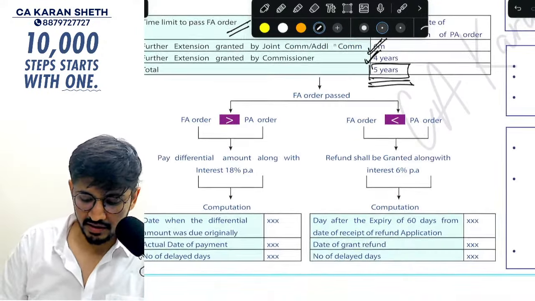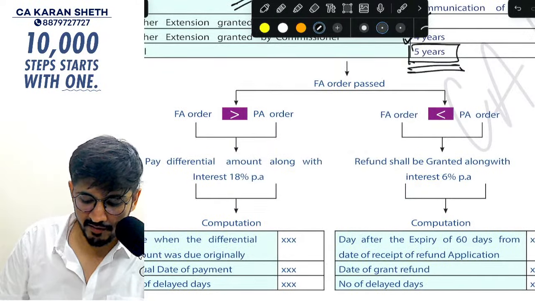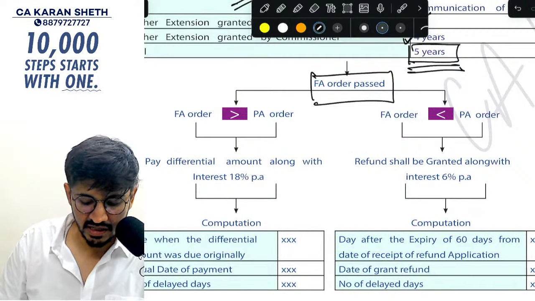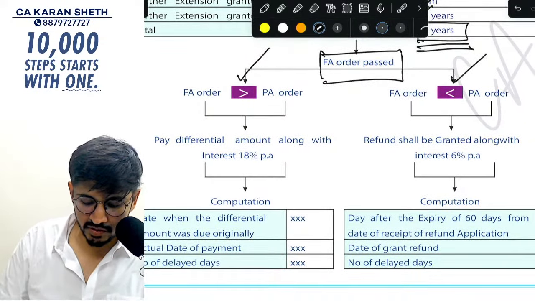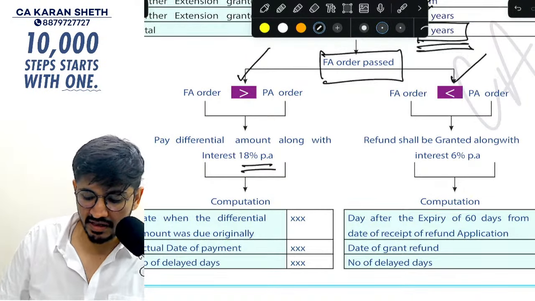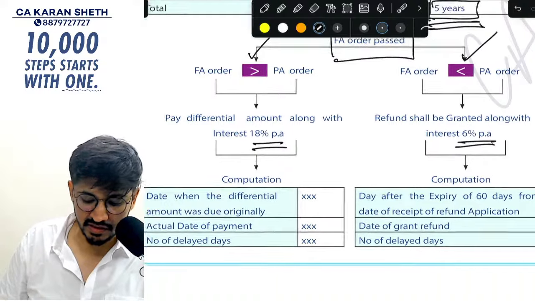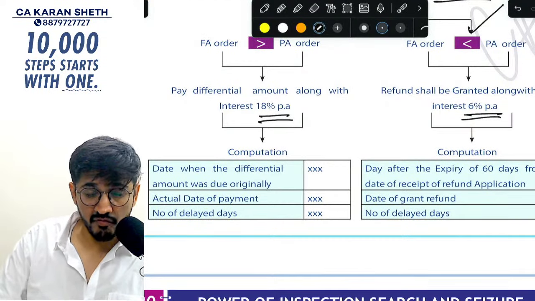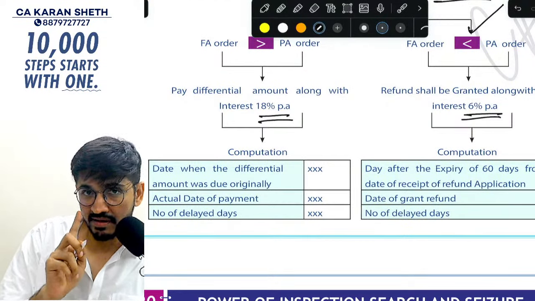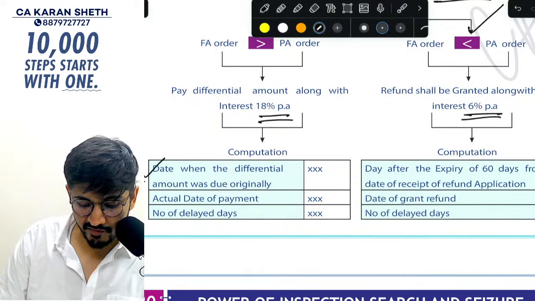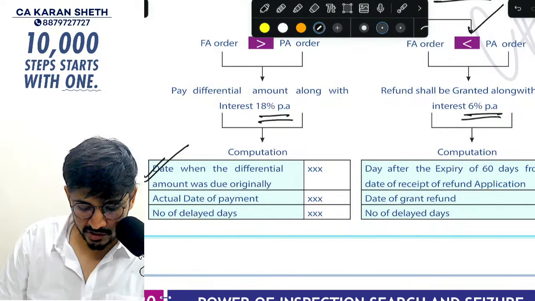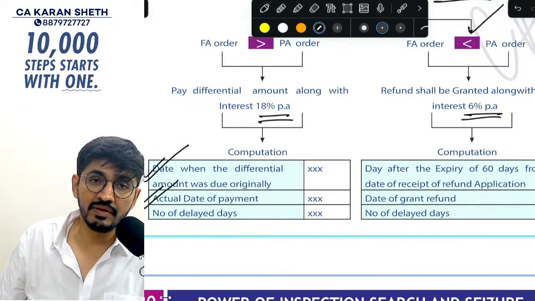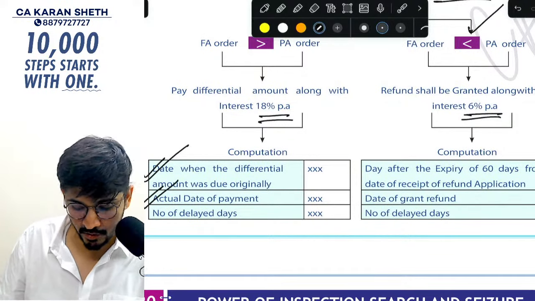Okay, correct. Now my dear friends, when I talk about the FA order, it has two possibilities. Either it can be more than PA, or it can be less than PA. If it is more, there is interest at the rate of 18% here, and there is interest at the rate of 6% here. But understand, from where will the interest start getting calculated? The date when the differential amount was originally due up to the actual date, this is the number of delayed days that you will calculate.